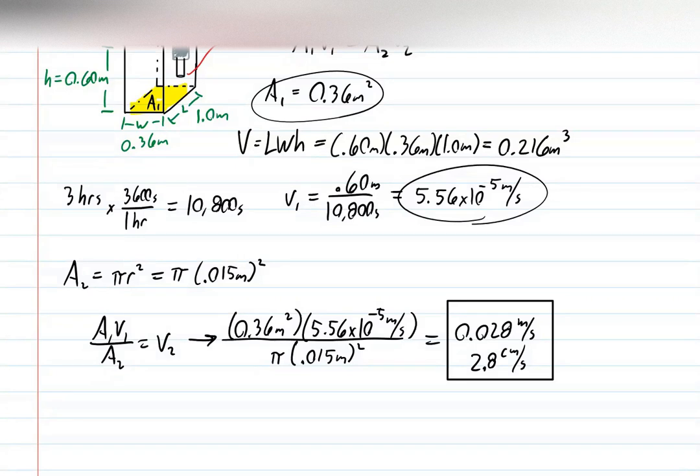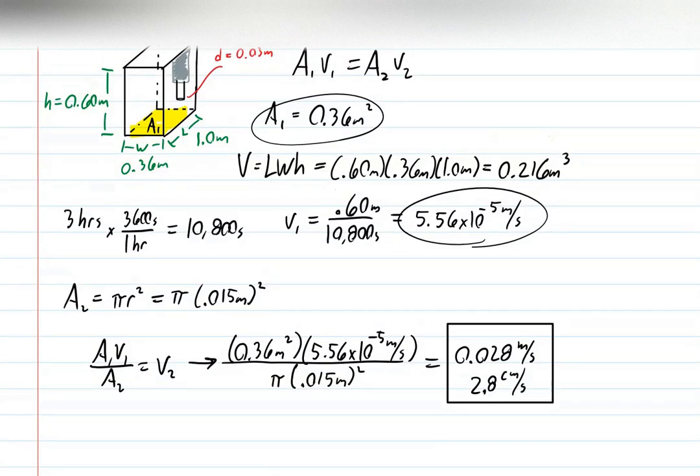So both of these are the same value. That is the flow rate, that's how quickly the water needs to be flowing through our input tube, so that every 3 hours, all of the water in this fish tank, or this aquarium, is getting recycled and filtered for our fish.